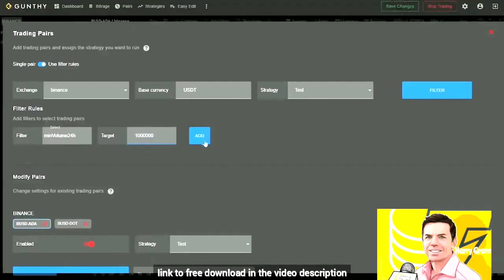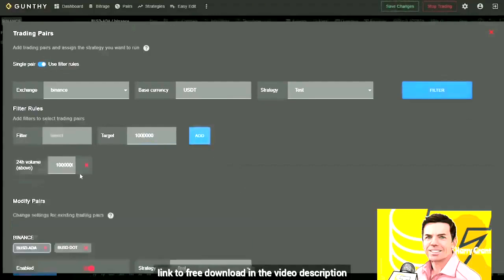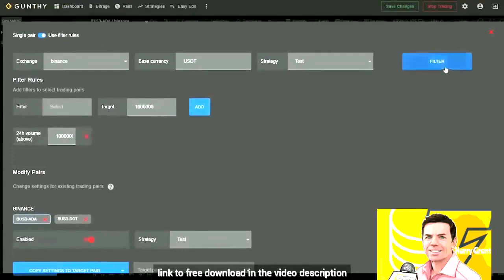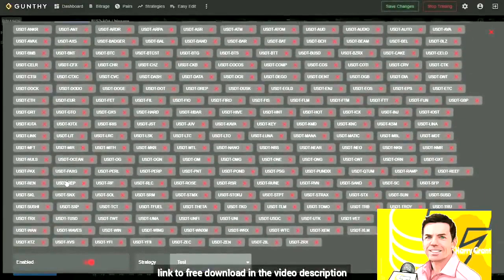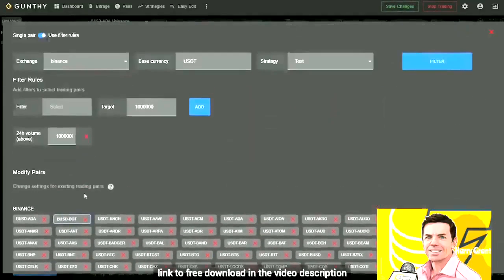Then what will happen is once I add this, it will filter all of the pairs. So let's see here, add a filter rule, and then click filter. It will search for pairs. And then it will add all of the pairs with above 1 million USDT in trading volume. This is a super cool feature because it really makes it a lot easier to add a bulk number of pairs or to add pairs that are only specifically above a certain filter that you would like to select instead of manually selecting all of them.